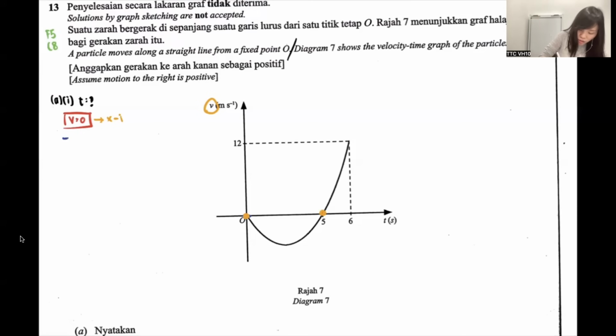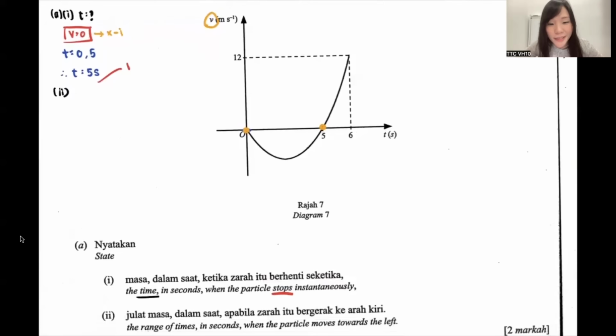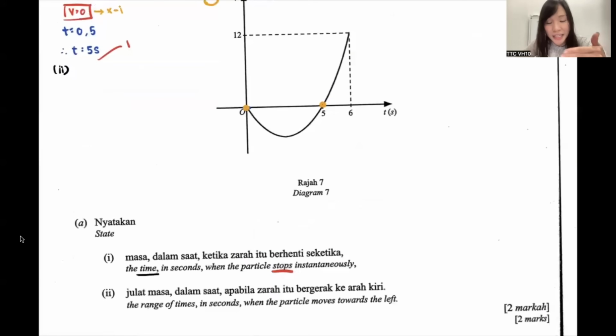So your time actually only got 0 and 5 seconds. Can you see that? But they ask you to stop. So 0 hasn't started yet. So the stop one should be the one after 0 second, which is actually the 5th second. Done. Easy peasy, 1 mark. My dear, 0 doesn't count. That one is starting out. So they say stop instantaneously. So after you depart, only then you stop. 5th second, okay?